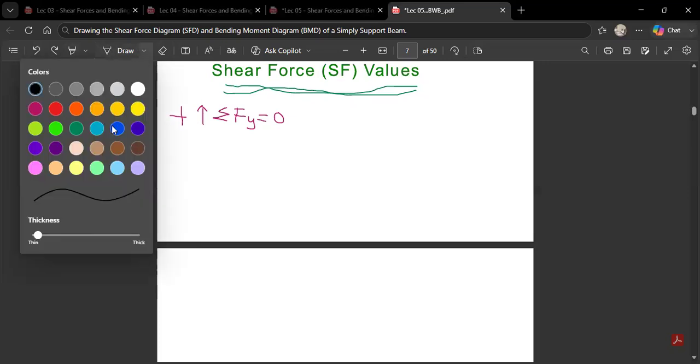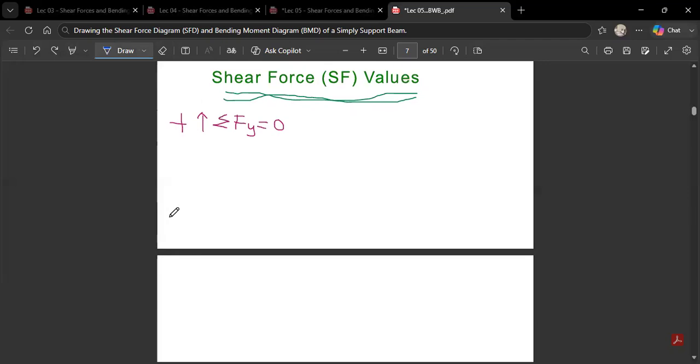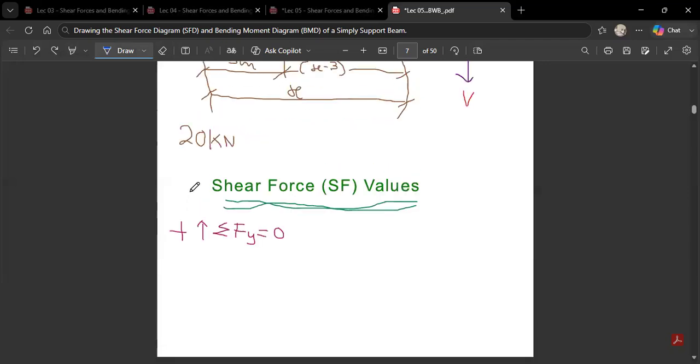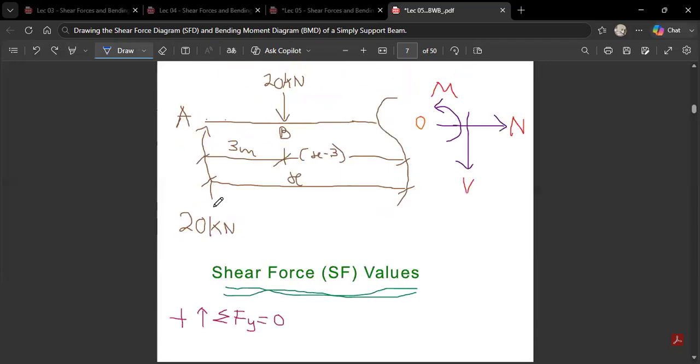Good. The shear force values I was telling you about are the forces that are moving in the y-axis. So this 20 kilonewton is moving in the y-axis. This one is also moving in the y-axis, and this thing is also moving in the y-axis. This one is moving upwards, so it's positive, so positive 20. This one is moving downwards, so it is going to be negative, minus 20.